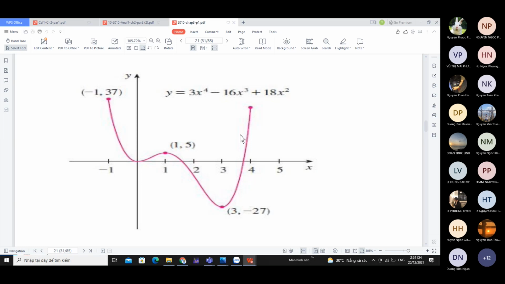Similarly, here you have f of 3 equal minus 27. It gives you a local minimum of f, and in this case, it is also an absolute minimum of f.